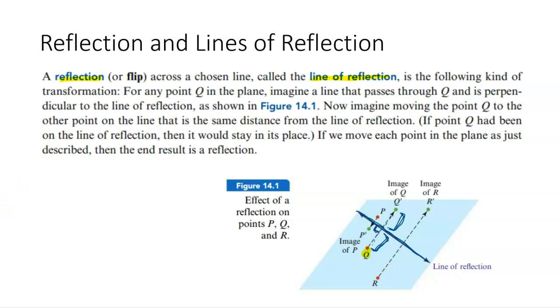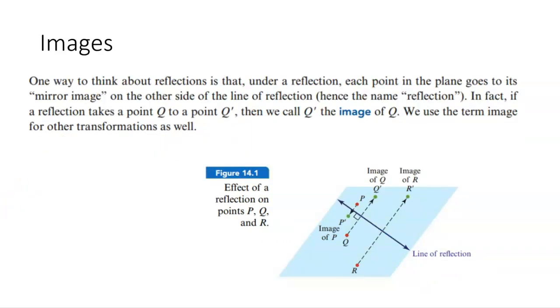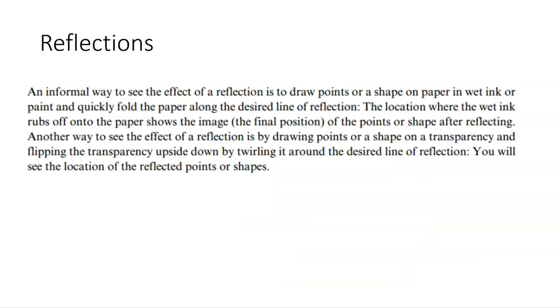The end result will be a reflection. One way to think about reflections is that each point in the plane goes to its mirror image on the other side of the line of reflection. So here's our Q, and that's going to go to Q prime, which is our image of Q. An informal way to see the effect of a reflection is to draw points or a shape on paper in wet ink or paint, and then quickly fold the paper along the desired line of reflection. The location where the wet ink rubs off onto the paper shows the image of the point or shape after reflecting. That's a great exercise to do with your students.